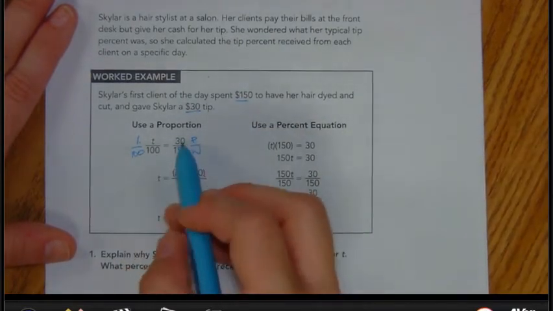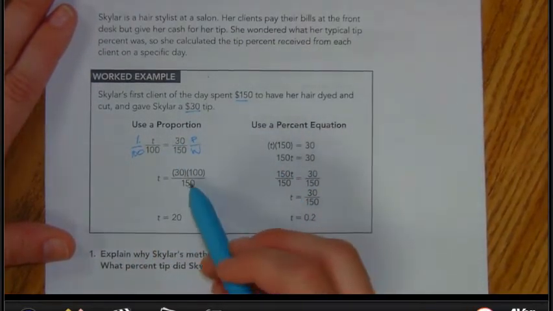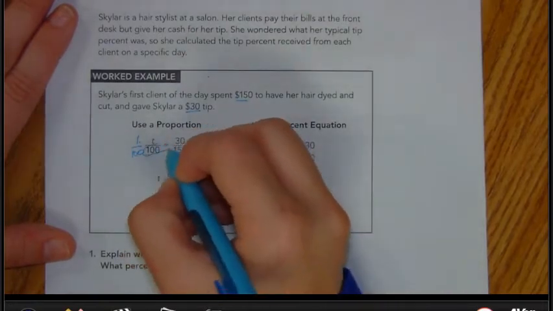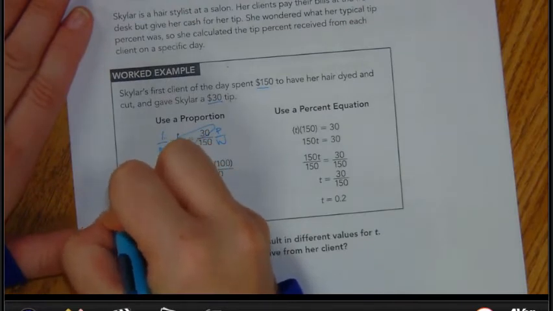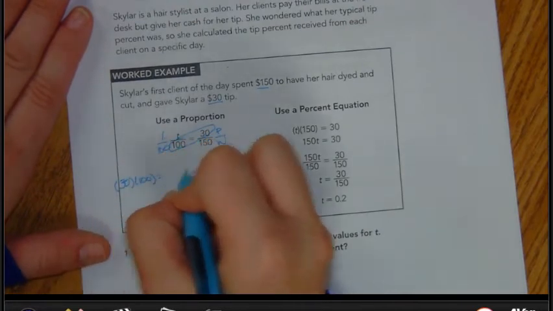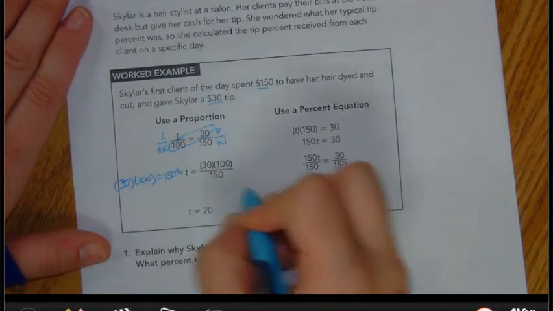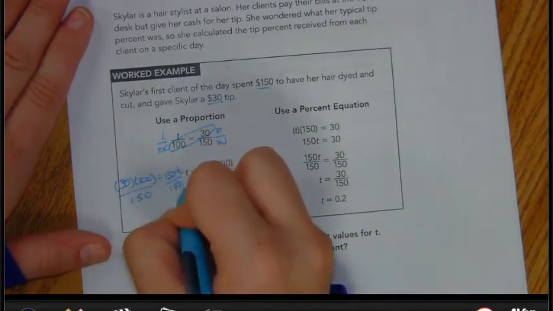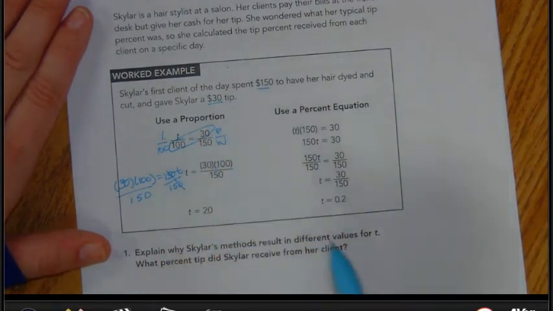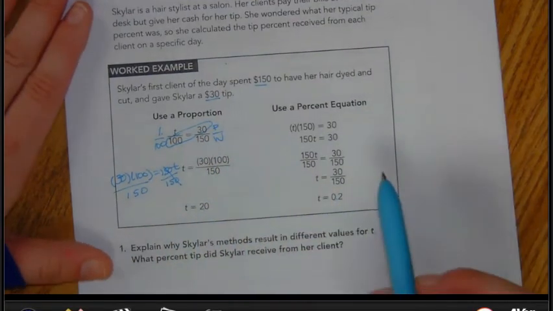And then, 30 times 100 divided by 150, which is what they did. They used the cross product here to get 30 times 100 is equal to 150t. The one step that they left off is divide by 150 on both sides to get t by itself. So that's how they went from here to here to see that t was 20.